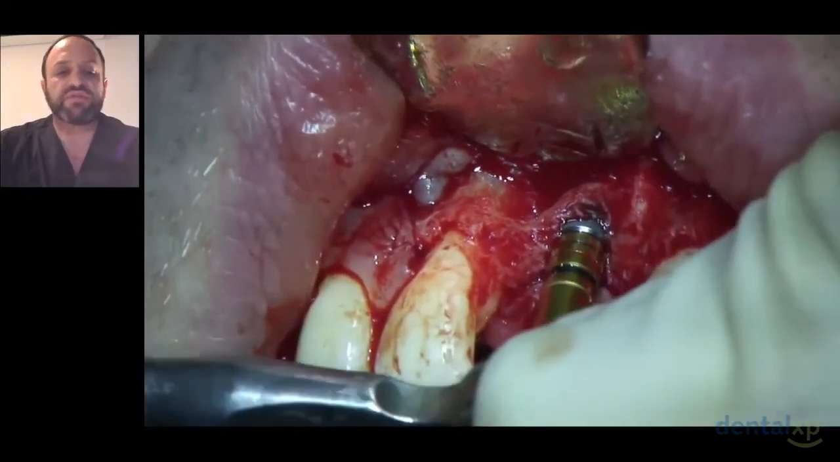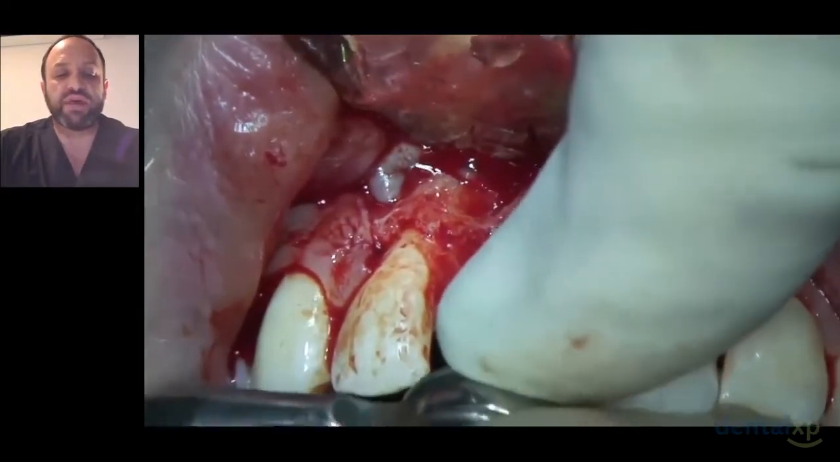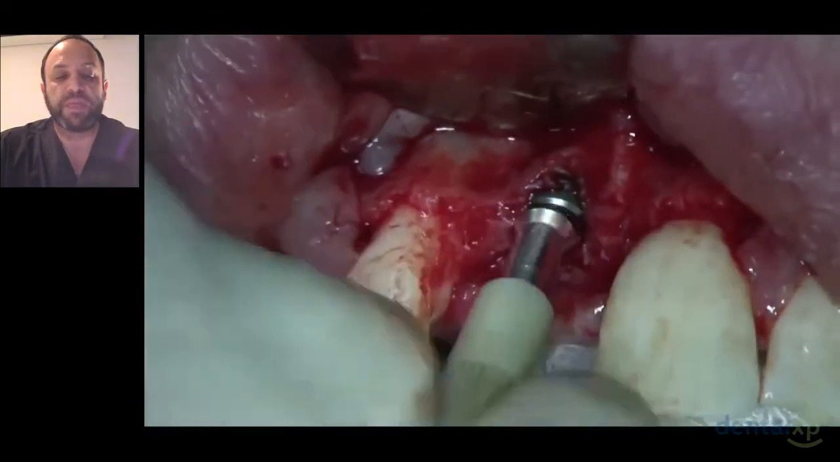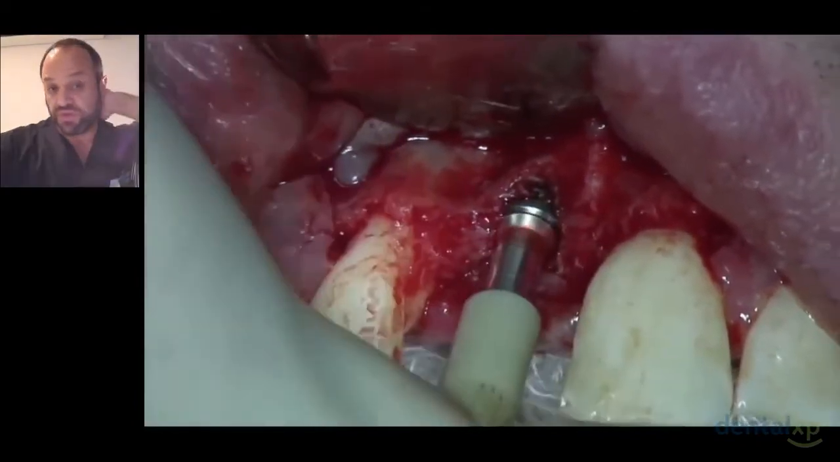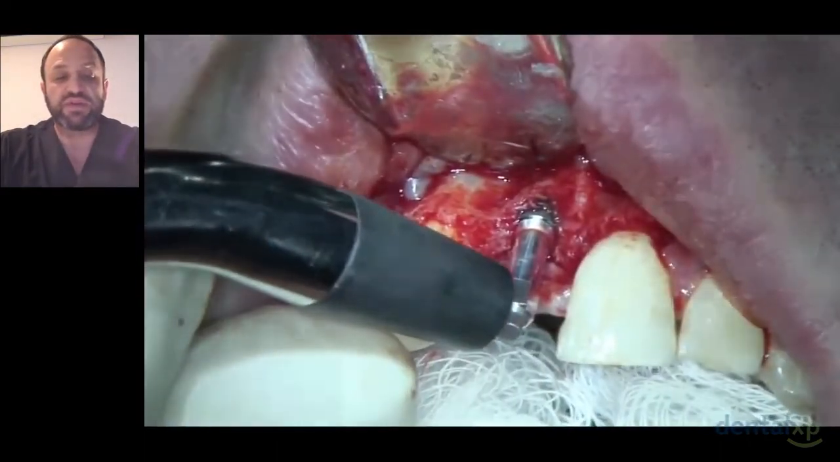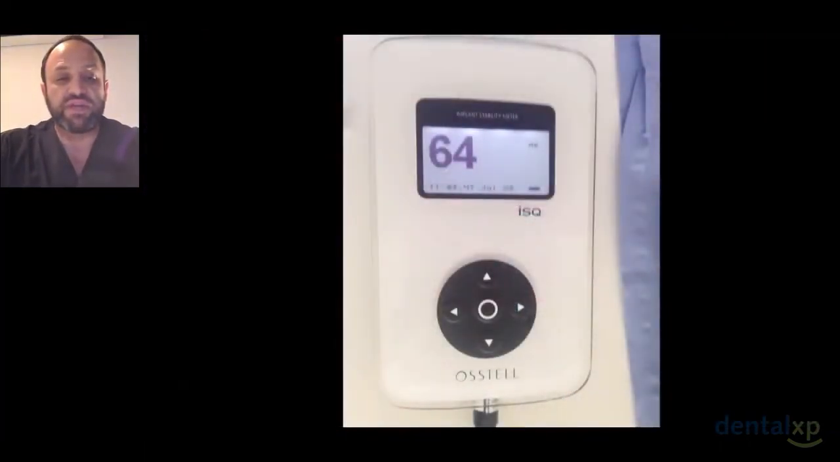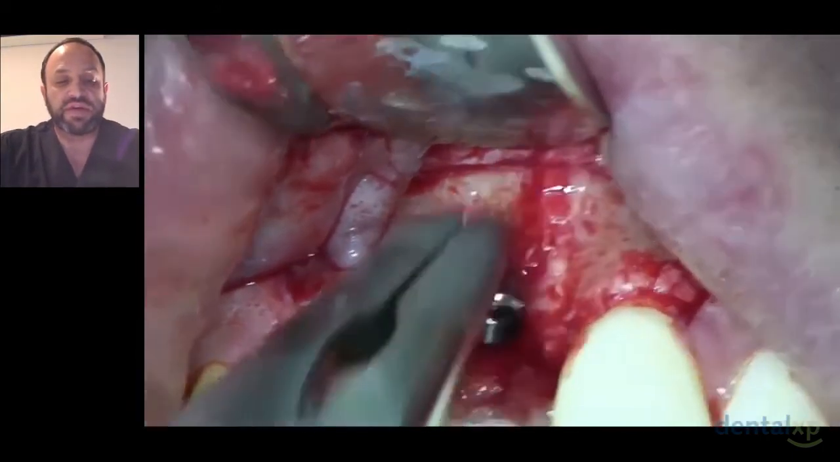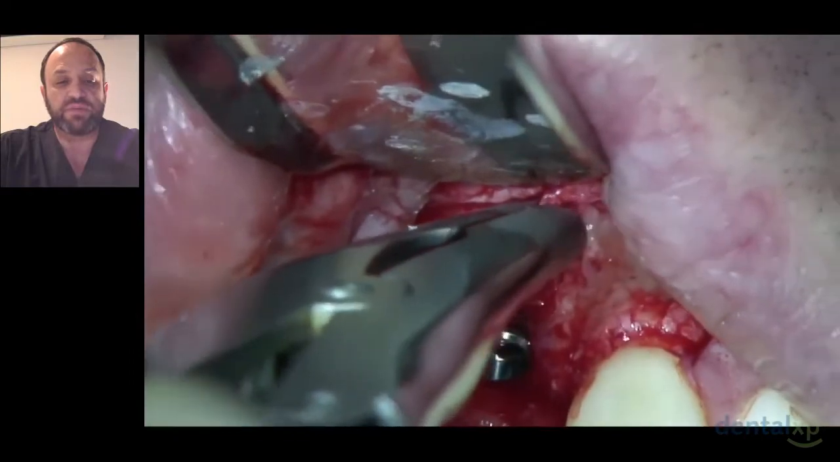So the final positioning of the implant, making sure we're going to get it around 3 to 4 millimeters from the incisal edge. An important part of our treatment is also using the ISQ, the Osstell, to get a good level. And here you can see a nice level of 64. Not as high as we want yet, but it'll improve.